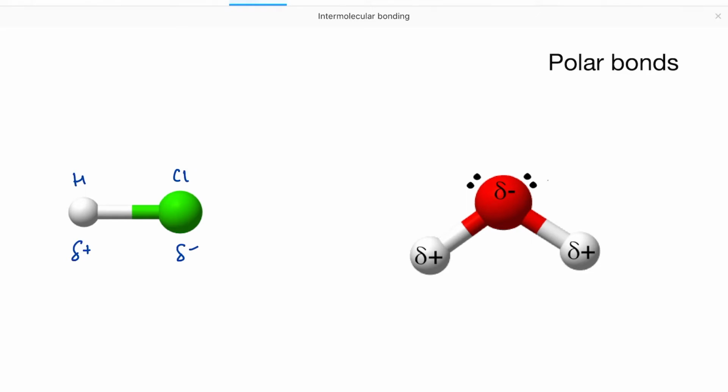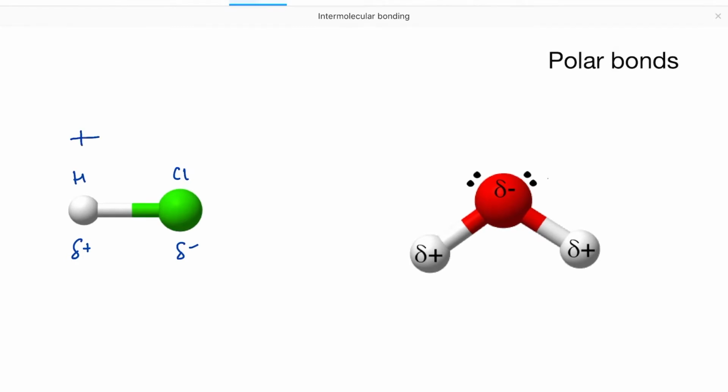Now, this is a permanent state of affairs in this molecule. This uneven distribution of charge is often described as a dipole, and this molecule has a permanent dipole. There is a permanent uneven distribution of charge across the hydrogen chloride molecule because chlorine is far more electronegative than hydrogen. In my water molecule here, H2O, we can see that I have got 2 polar bonds. I have got 2 uneven distributions of electron density between the hydrogen and the oxygen. Hydrogens are marked with the delta positive and oxygen with the delta negative.